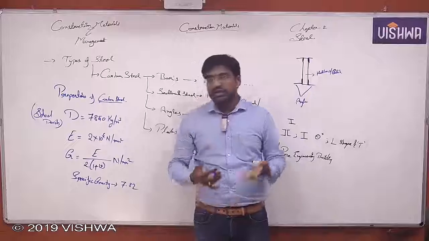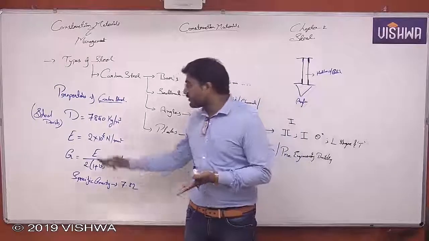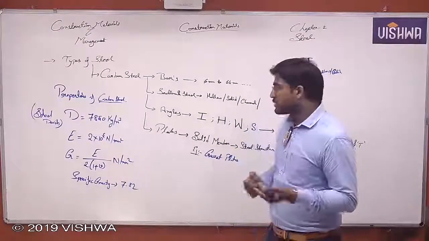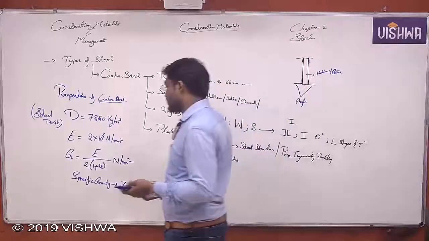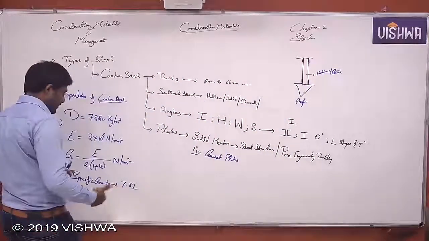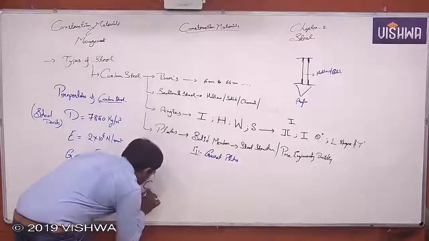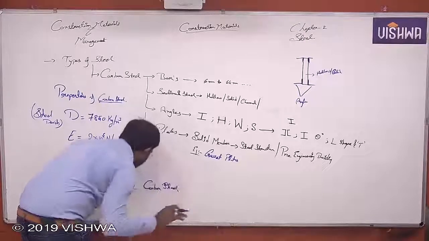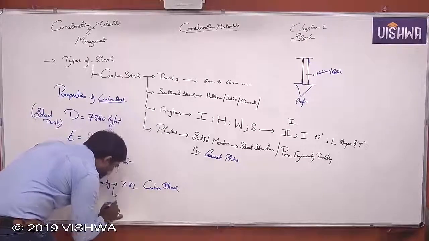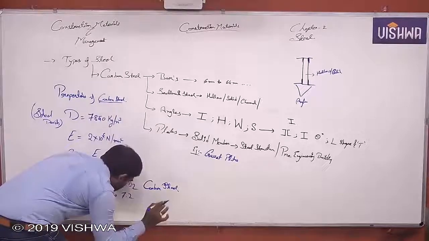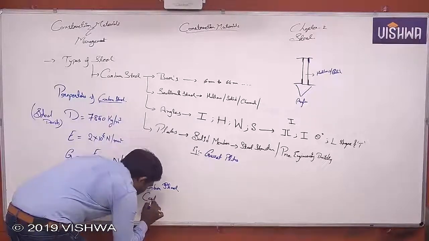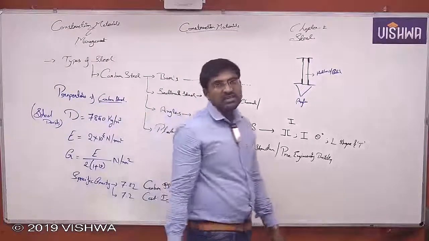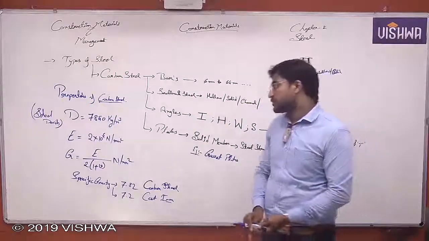If we want any density, specific gravity into 1000 will give us the density. So we have a relation between specific gravity and density that we can easily follow. But apart from carbon steel, we have 7.2 for cast iron, which we have to remember from the GATE point of view. He might be asking depending upon the question, so we have to remember.